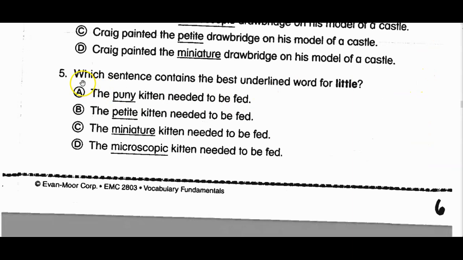And then 5. Which sentence contains the best underlined word for little? The puny kitten needed to be fed. The petite kitten needed to be fed. The miniature kitten needed to be fed, or the microscopic kitten needed to be fed. Probably A would be the better one. The miniature? Well, unless he was really, really, really tiny, like this. Well, if you're watching the video, you can't see, but like, tiny.